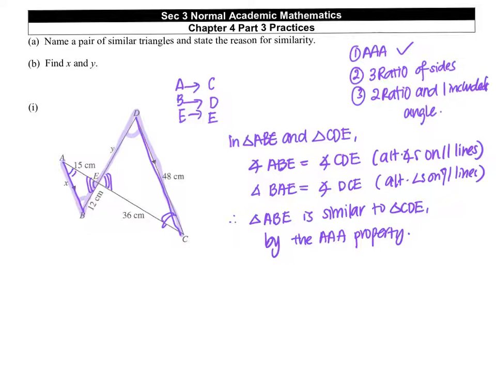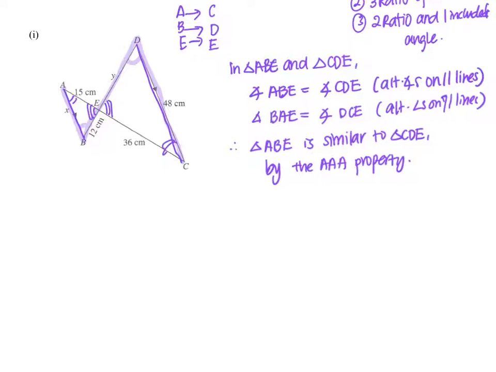Now, next part of the question, we're going to move on to find the value of x and y. So for part B, in order to find out the x and y, we know that these two triangles are similar already. We need the ratio of three sides. So I can have the first one, AB over CD, then BE over which side? DE. And last but not least, AE over CE. Let's plug in the different numbers.